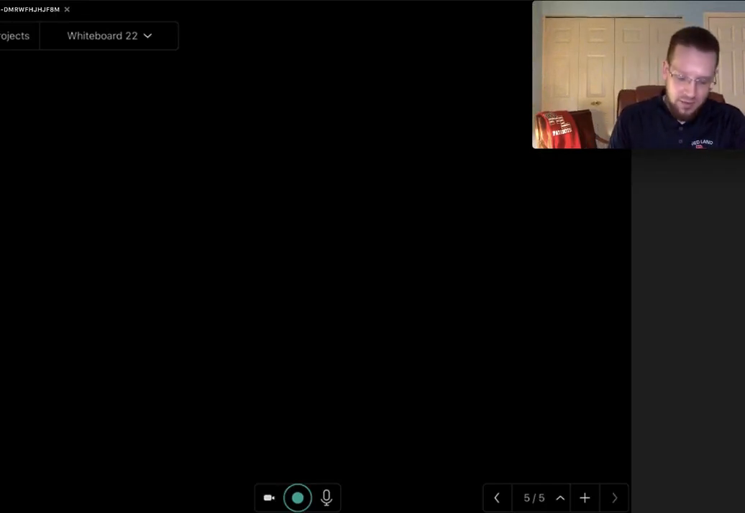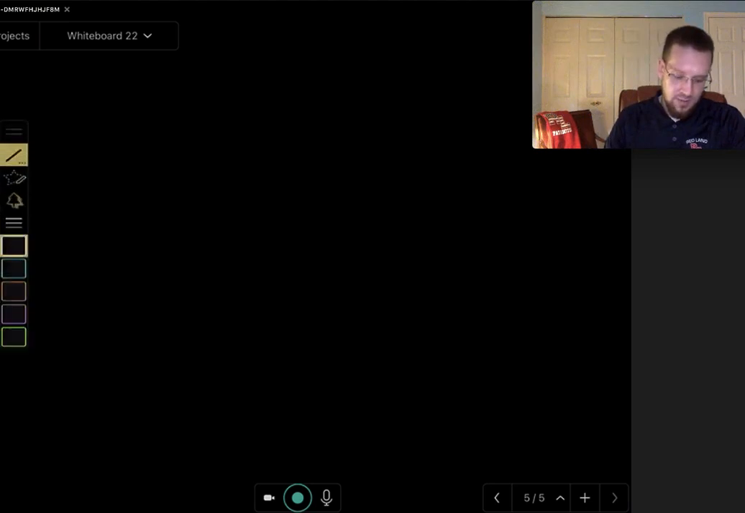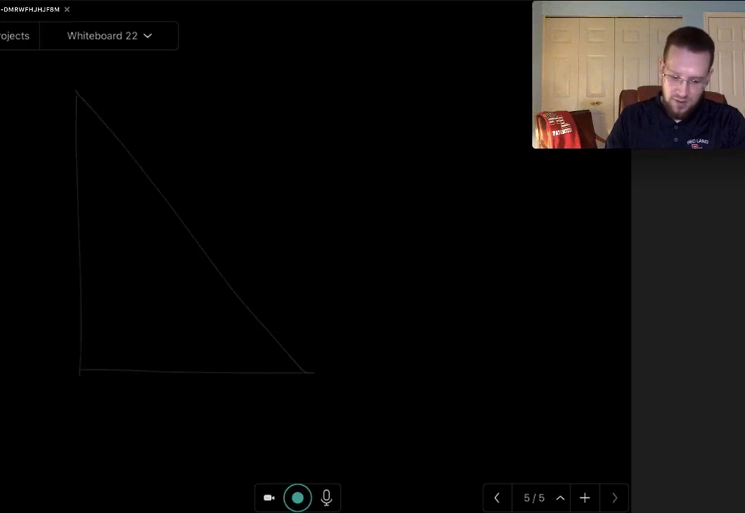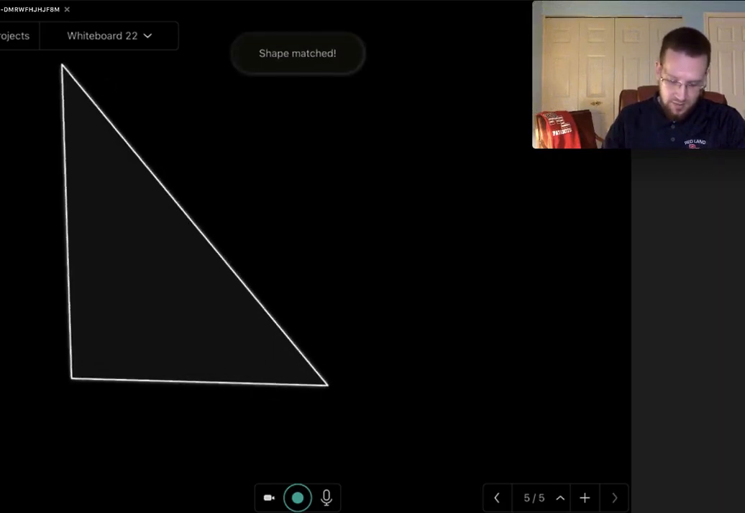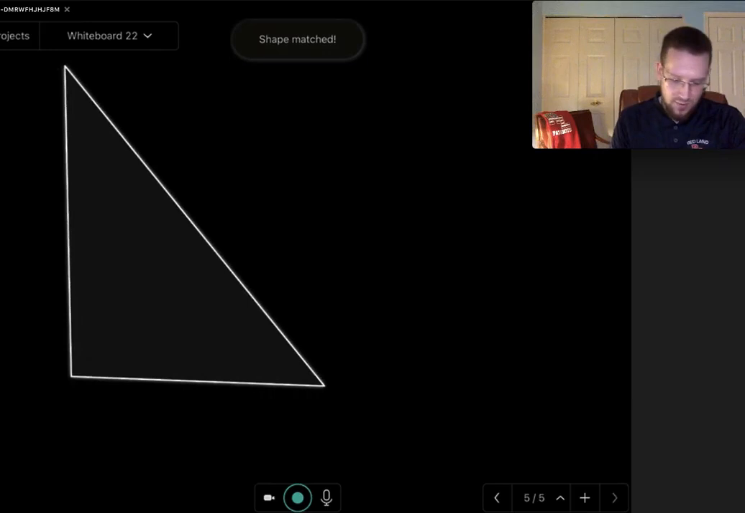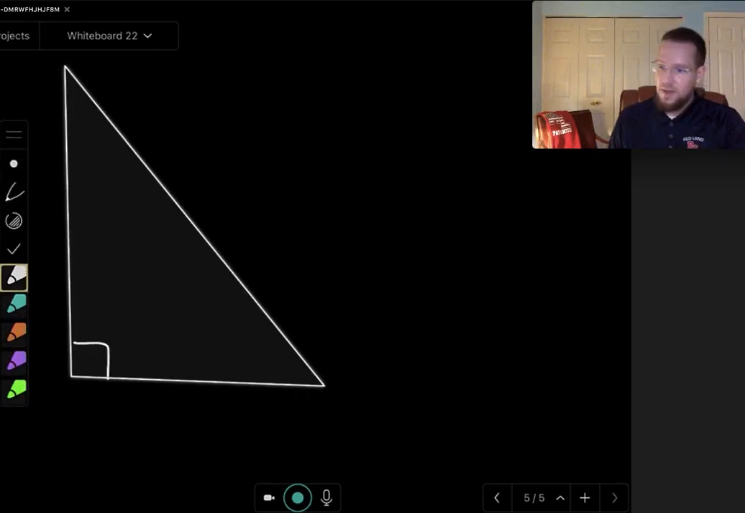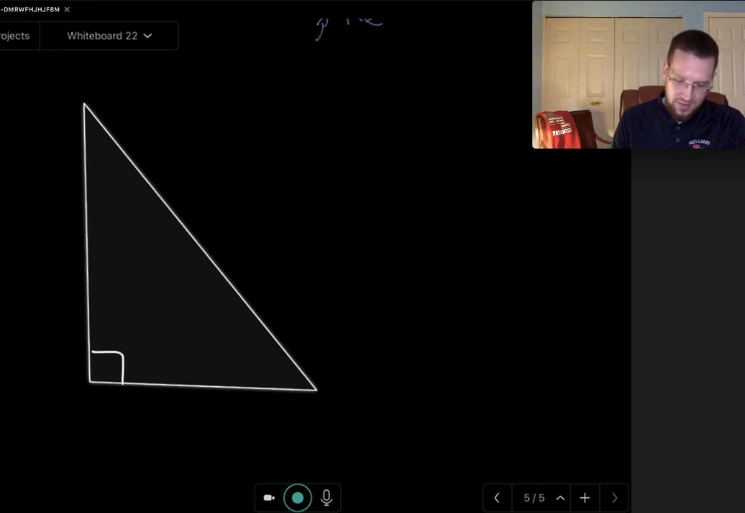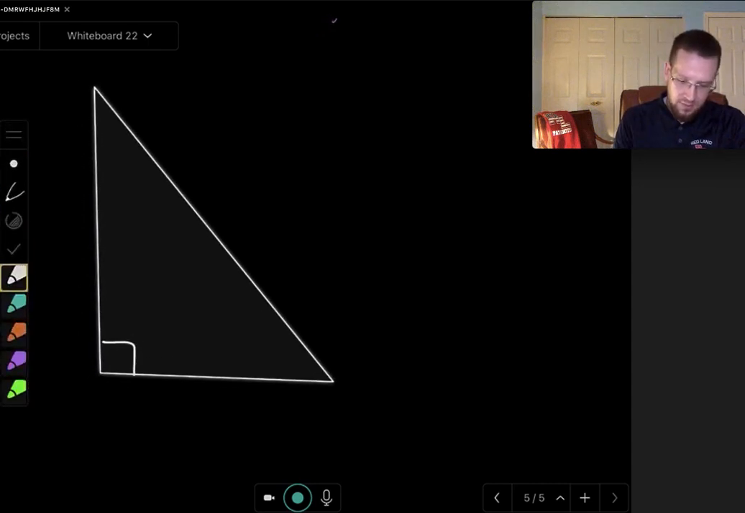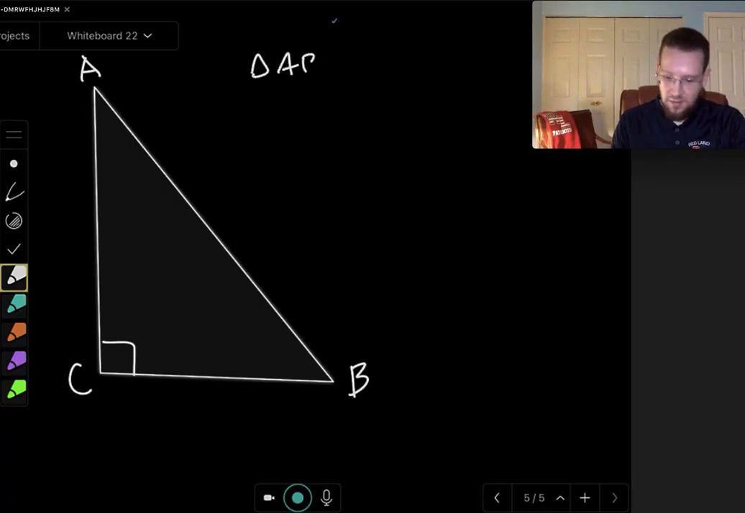So we have things that are called trigonometric ratios. What I'm going to do here is draw a right triangle. Just pretend this is a right triangle, at least in your heart. So this is triangle ABC, with vertices A, B, C.